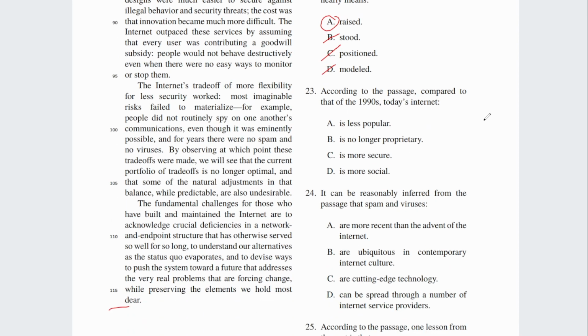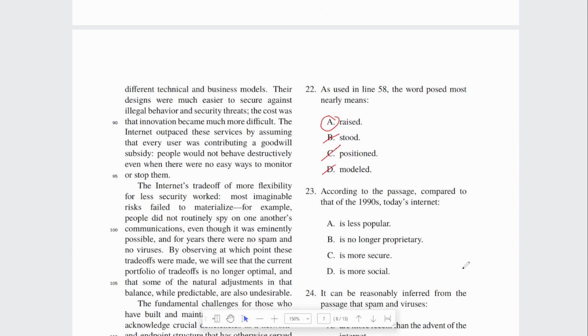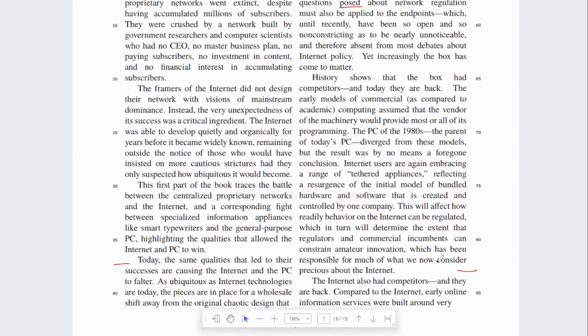Okay, a detail question. Actually, you know what? Let's do the meaning of phrase question, because this is another referential question. Line 41, "original chaotic design." What does that refer to? In line 41.